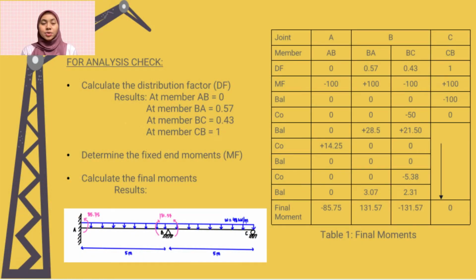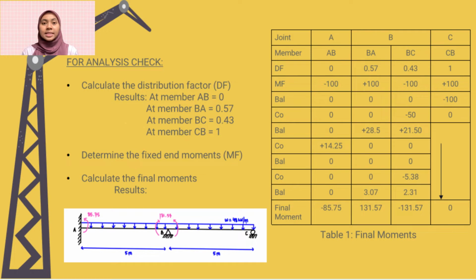The next step is to calculate fixed end moment. For joint AB, the formula that we will use is negative WL square over 12 because of the uniform distributed load, with the moment that acts in anti-clockwise direction. Same as fixed end moment at joint BA, but the moment direction is in clockwise direction. As a result, we get the fixed end moment at AB and BA equal to negative 100 kN per meter square and positive 100 kN per meter square respectively.